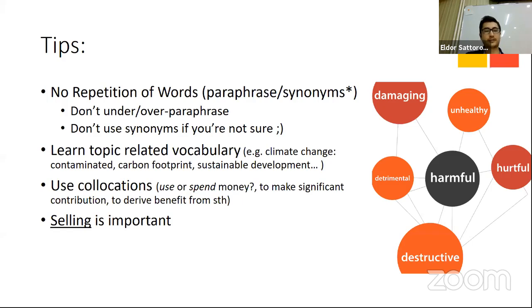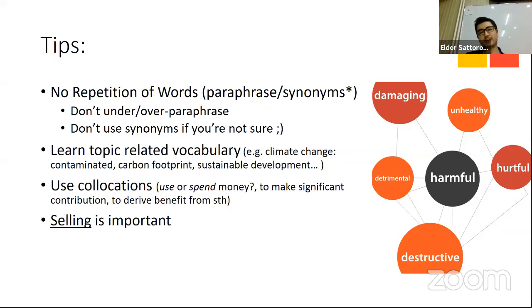Or another one that is more academic, let's say, to make a significant contribution. So it sounds very nice. Again, make a contribution, or derive benefit from. And I hope the webinar attendees today will derive lots of benefits from our speech. Does it make sense? Okay.